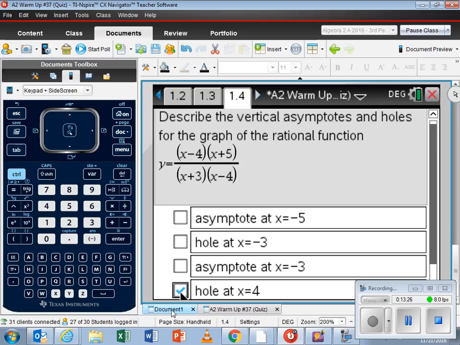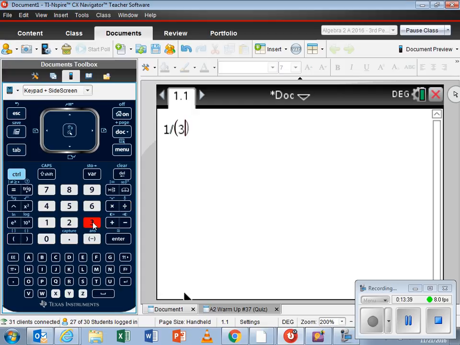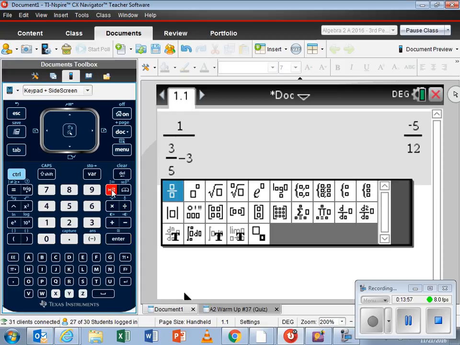And in this gadget here, you can do 1 divided by 3 divided by 5 minus 3, and get what? Negative 5/12, right? Okay? And then we can do the other one, which was, let's go to a fraction this time.